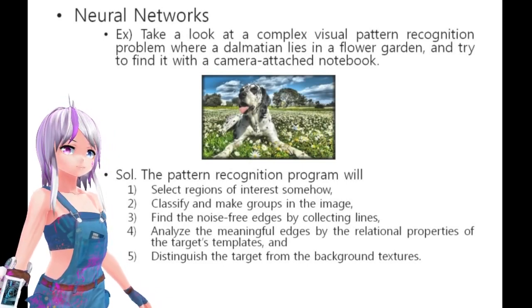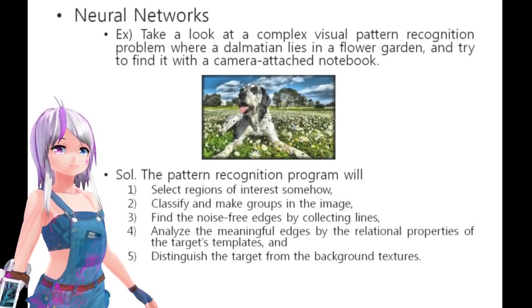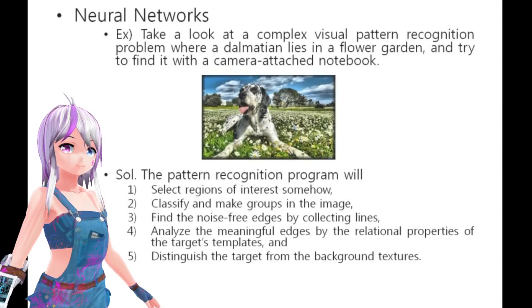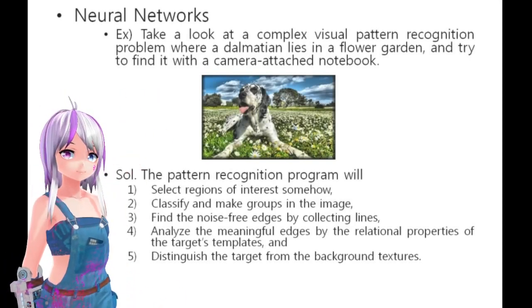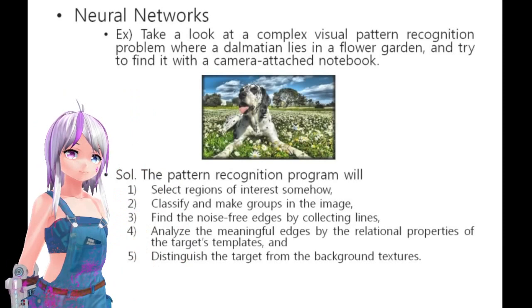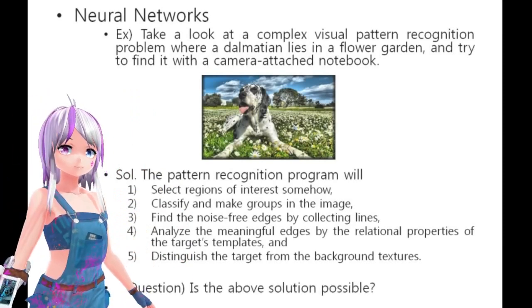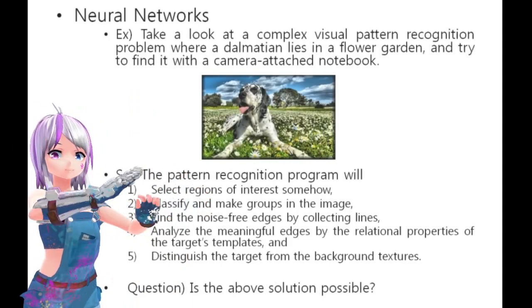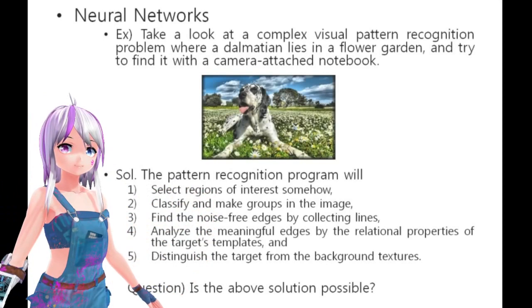Third, find the noise-free edges by collecting lines. Maybe we may use edge detection in order to distinguish between the background and foreground. Number four, we need to analyze the meaningful edges by the relational properties of the target's template. And finally, number five, we distinguish the target from the background textures. That's what this neural network does in this recognition problem.